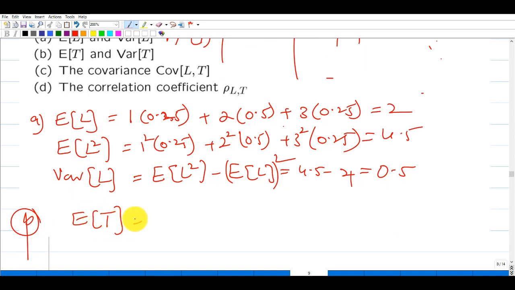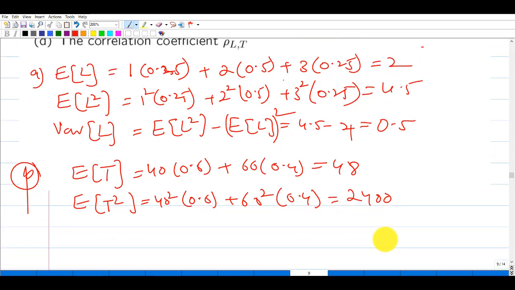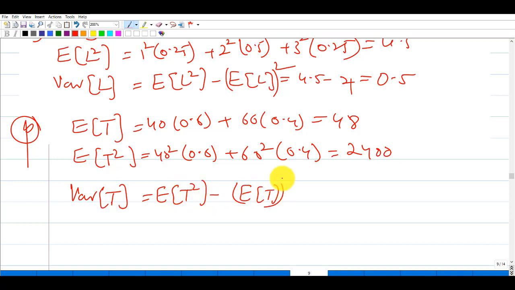Similarly, for the second part, the expected value of T will be equal to 40 into 0.6 plus 60 into 0.4, which comes out to be 48. The second moment will be 40 square into 0.6 plus 60 square into 0.4, which will come out to be 2400, and the variance of T will be simply the second moment minus the square of the first moment.